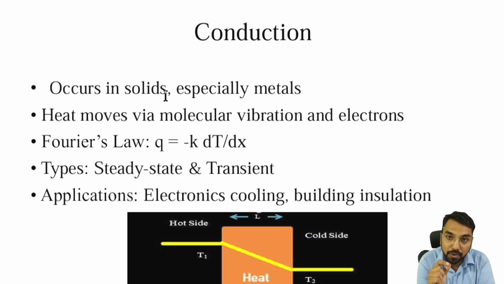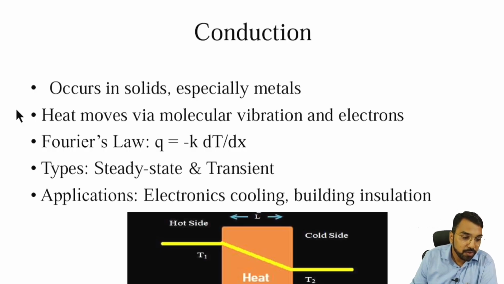The molecules and atoms vibrate about their central positions to some extent, along with some free electrons, and this will cause a temperature difference or a temperature gradient from where it is heated to the other side. This causes the heat transfer, which is called conduction heat transfer. So the heat moves via molecular vibration and electrons.